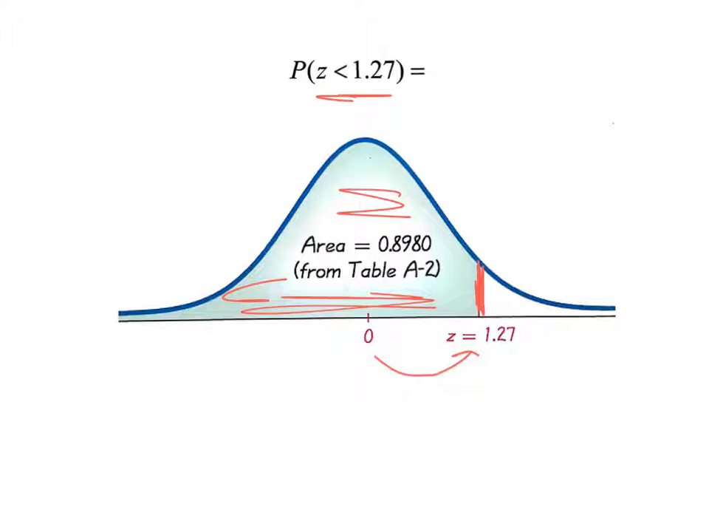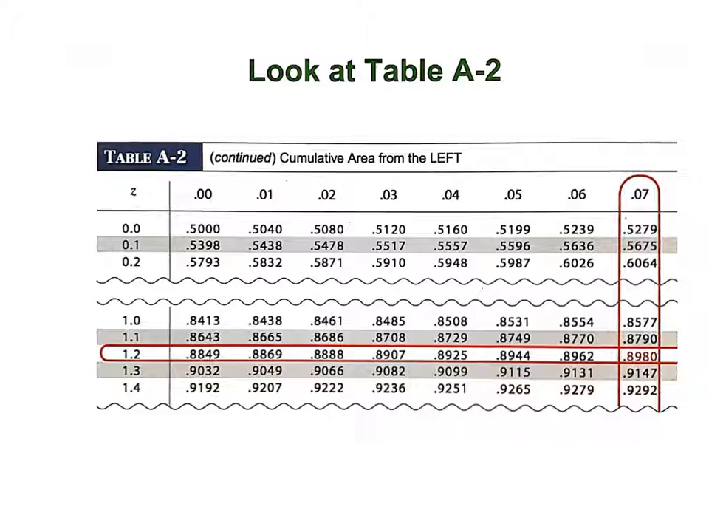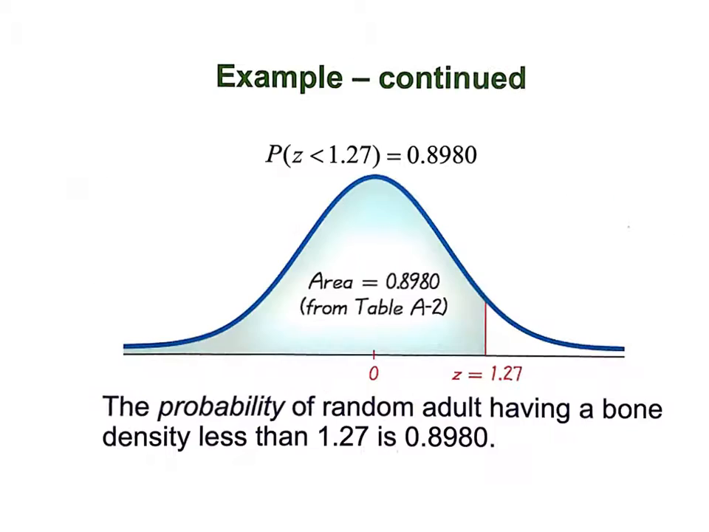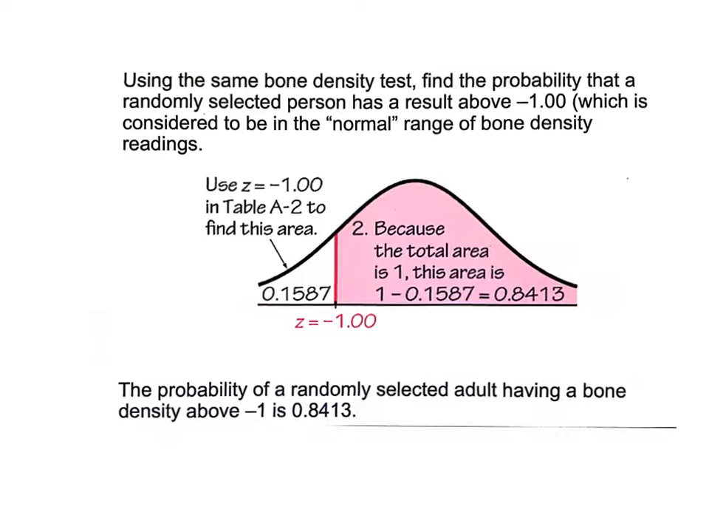So now I just have to go to the table and find the probability of that z-score. So here I go. I found 1.2 in my table, the positive table. Up here I found the hundredths place, which was 7. And I got that area right there, 0.8980. So that's the answer. 0.8980 is the area to the left, which is also the probability of them having a bone density of less than that.